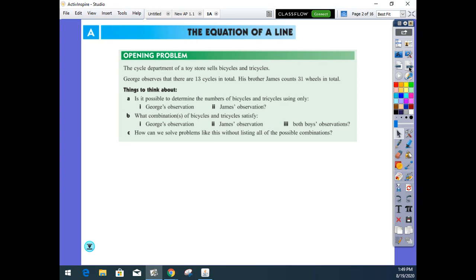It says the cycle department of a toy store sells bicycles and tricycles. George observes there are 13 cycles in total, and his brother counts 31 wheels in total. So think about, is it possible to determine the number of bicycles and tricycles using only George or only James? What combinations satisfy both? How can we solve this without listing every single combination? All right, so you're going to be seeing stuff like this, and you've got to think, what's going to be the best way to solve this?